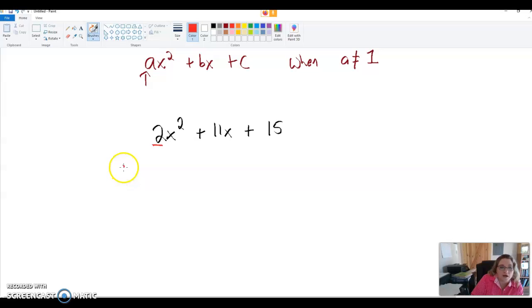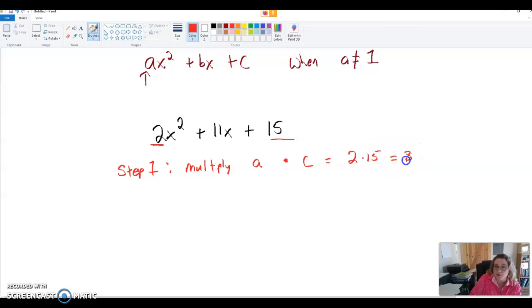So step 1, you're going to want to multiply your a times your c value. So this 2 times 15. So you're going to have 2 times 15, which is going to equal 30.